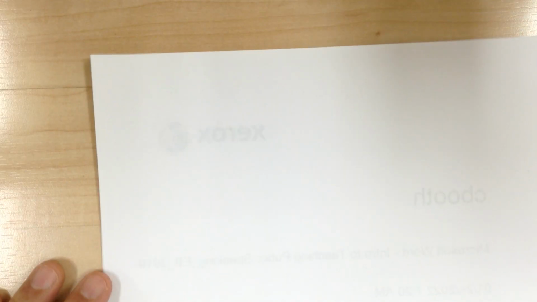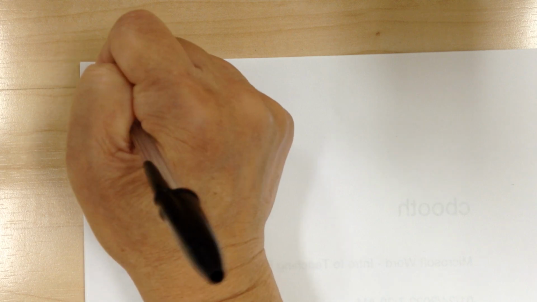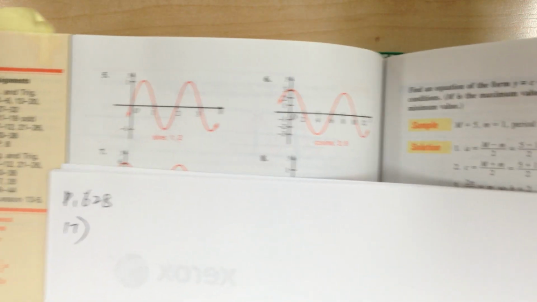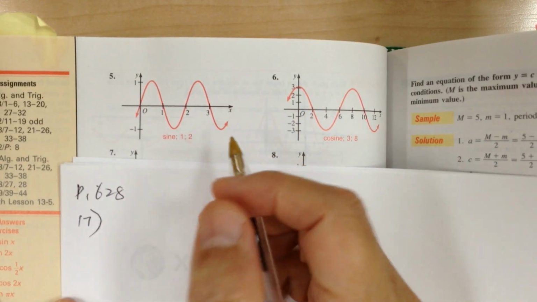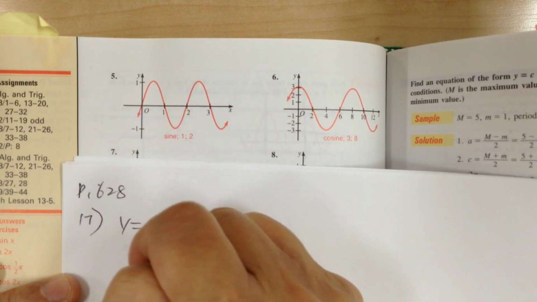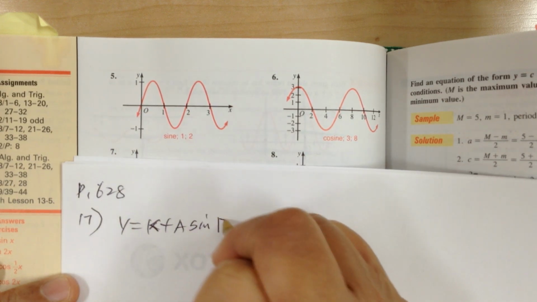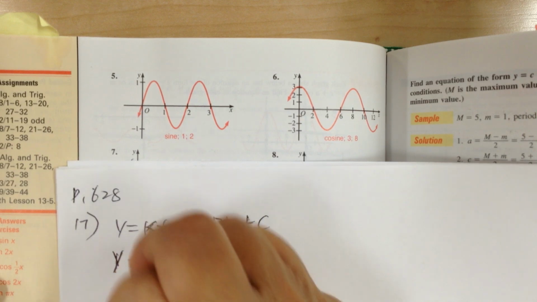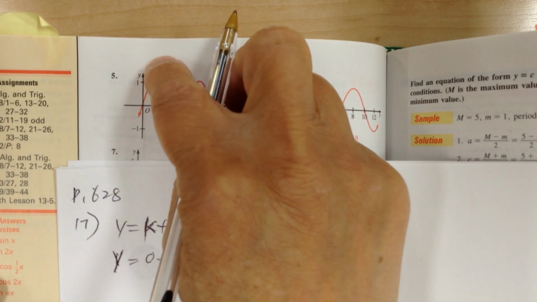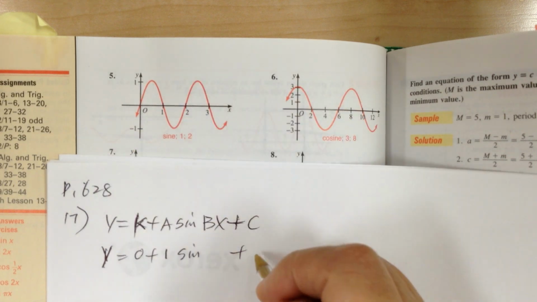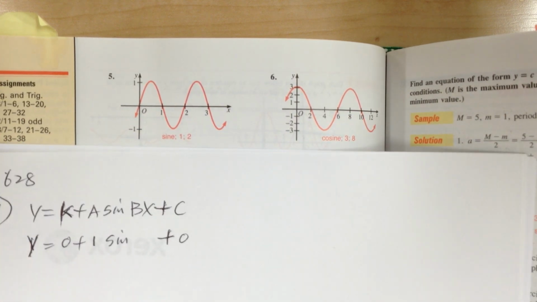Okay, let's do the 17. So number 17 is for this one here. Notice again, you start with y equal to, now this is the sine function because it started over here. So it's k plus a sine bx plus c. That's your template. From here the center is at 0, so k equal to 0. And it goes up 1 and goes down 1, so a is 1. And we already know that c is 0, because this is the first time we're doing this, so they keep it simple.